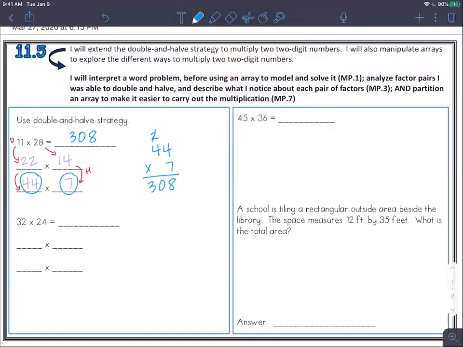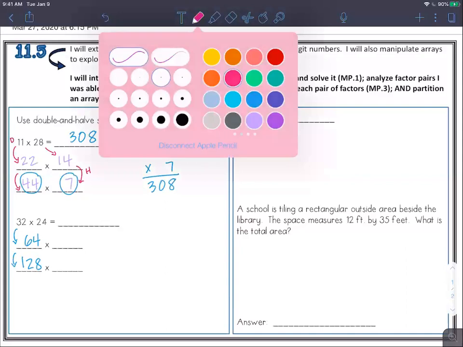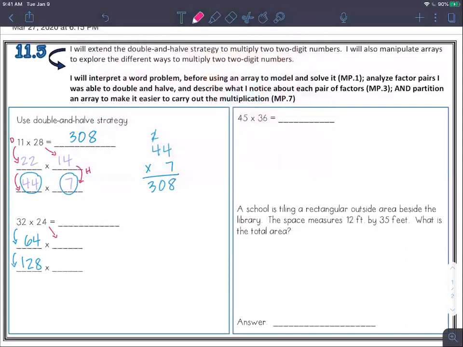32 times 24. Again, it's your choice which one you want to double and which one you want to halve. So I'm going to go ahead and double 32. I can do that in my head easily, 64. So I'm going to double it again, and I get 128. Okay, I'm going to take half of 24, which is 12, and then I'm going to take half again, which is 6.